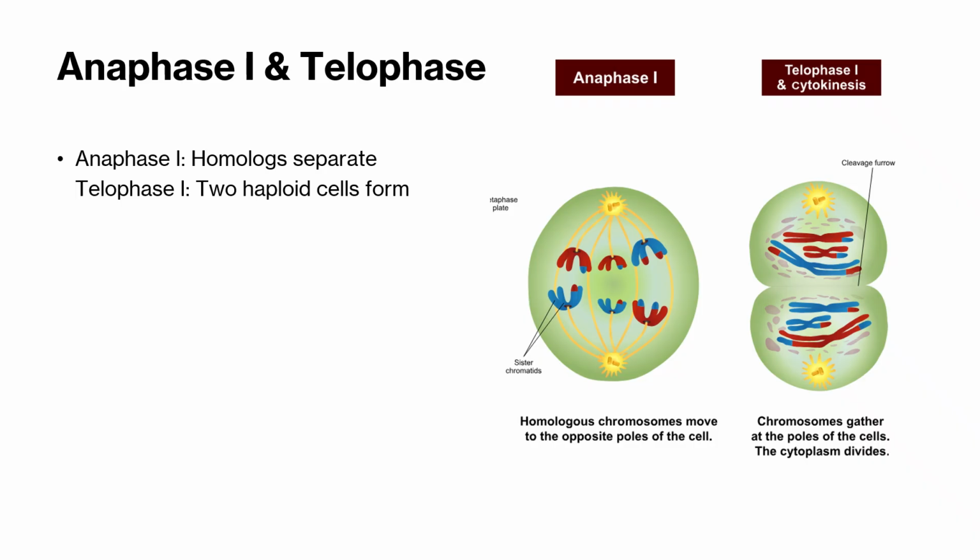Many students mistakenly think the cells are diploid, but nope, this is the haploid checkpoint. Cytokinesis follows, creating two distinct cells ready for meiosis II.